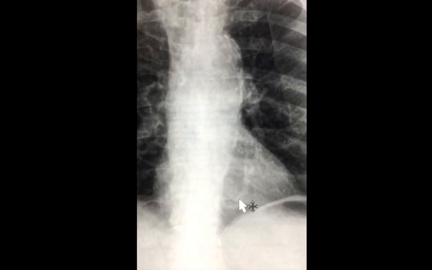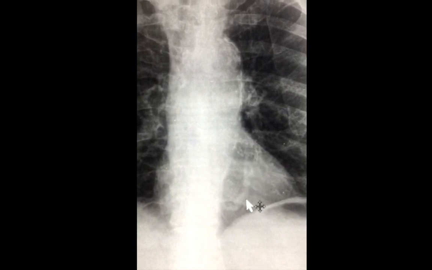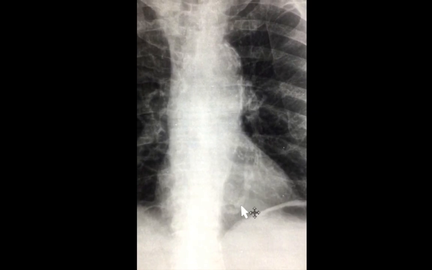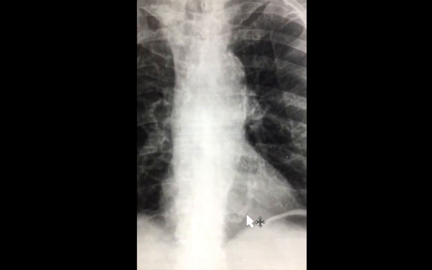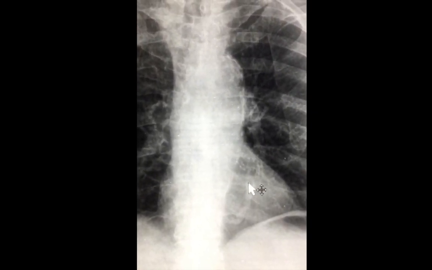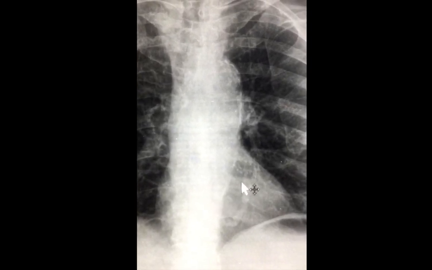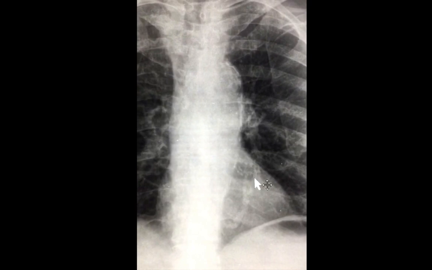Now you could see this curvilinear density, which is relatively of high density and suggestive of calcifications. Such calcific density would be unusual for vascular calcification, is far away from the aorta, and would be unusual for calcification of the coronary arteries.